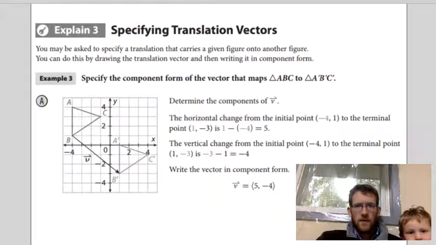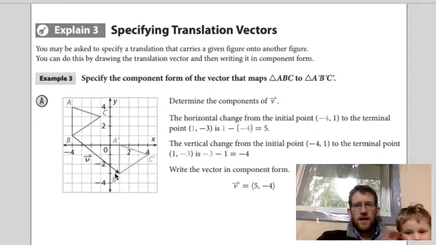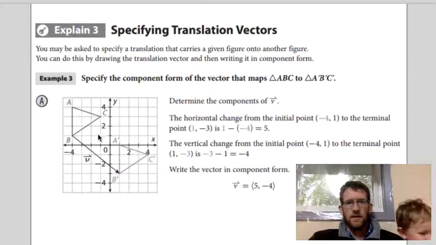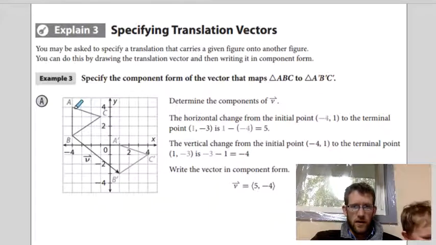Okay, for this one, basically we're working backwards, right? So we're given these values and we have to determine what the vector is. In this case, we can look at our pre-image and we go, oh, here's our pre-image. Here's our image.